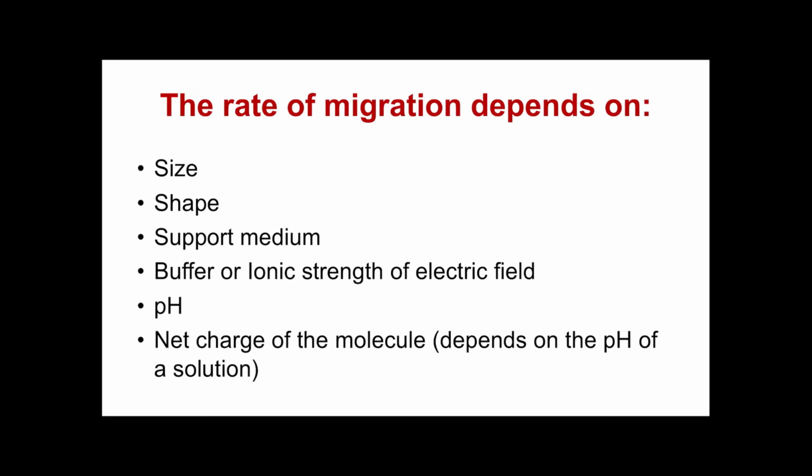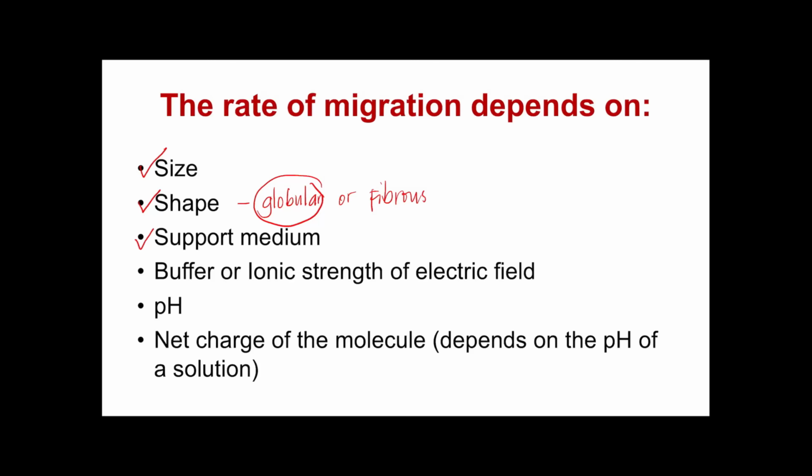The rate of migration of ions depends on the following. So first, the size. Between a small and a large molecule, it is given that the smaller molecules will migrate faster as compared to the bigger molecules. And next one, we have the shape. So the proteins, for example, could be globular or fibrous in shape. Between the two, it's the globular protein that will migrate faster as compared to the fibrous protein.